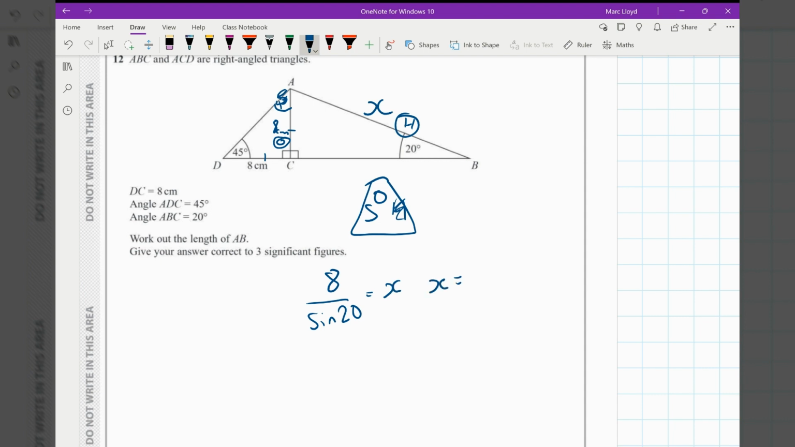So x will equal, and then we put that into our calculator. Please make sure that your calculator is in degrees. If you're in radians, you're going to get something totally different. Radians is something that's not used at GCSE, but it is used at A level. And our length there, 8 divided by sin 20, is 23.390435. We're rounding it to three significant figures. Our third significant figure is that 3, which means we're rounding it to one decimal place, and that gives us 23.4.